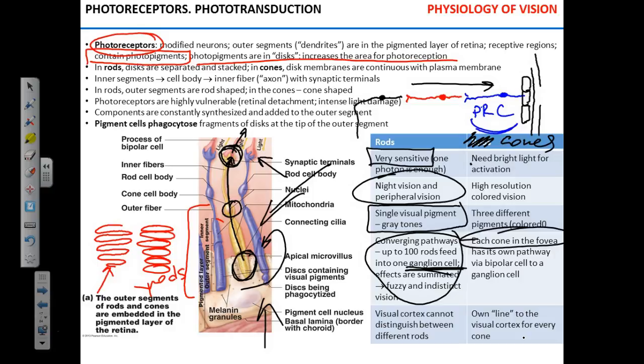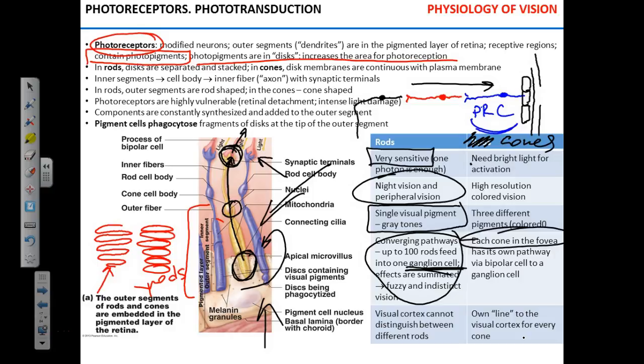But to initiate that signal, to cross the threshold for action potential, the cone must be activated very well, very strongly. Does that make sense? So it kind of explains why you need bright light for perfect sharp vision, and in dim light you can still see, but the picture is not going to be that good. Do you understand that difference?